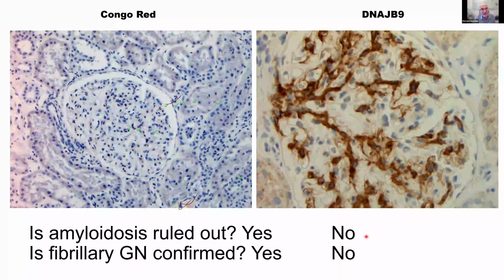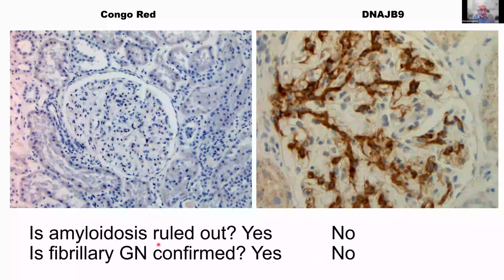So let's see. Let's start with Congo-Red and DNAJB9. For some reason, I think, no, but you guys can see, right? Yes, yeah, you can read. Congo-Red, as you see, was negative. DNAJB9 was strongly positive in the deposits.